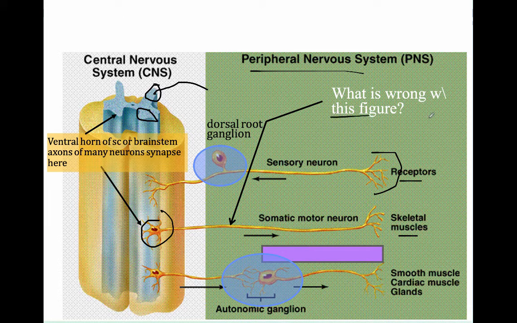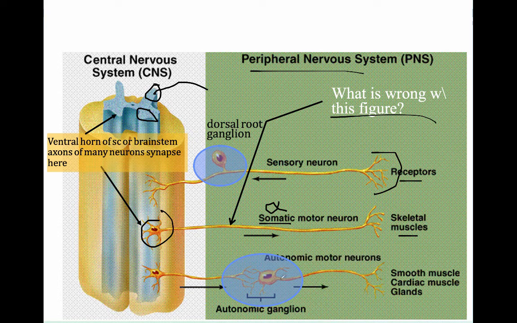The problem is that this neuron needs to be heavily myelinated for it to be an accurate depiction of a somatic motor neuron or an alpha motor neuron. Always alpha motor neurons that are controlling your skeletal muscles.